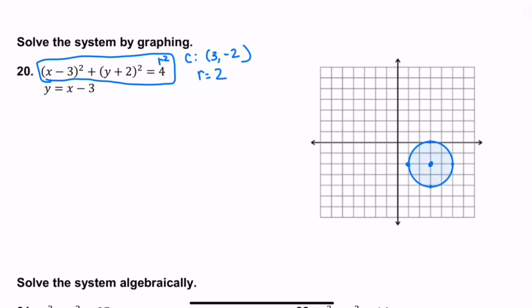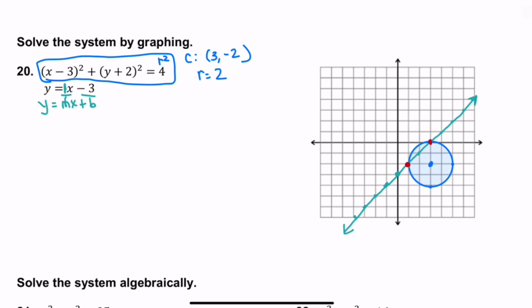Our second equation is the equation of a line. We're going to have the equation y equals mx plus b. If it's in this form, it's a line. Our b is where we begin. We begin at negative 3. Our slope is 1 over 1. So we're going to go up 1 over 1 and complete that line. Now, when you have a system of equations, you're looking for where these 2 graphs intersect.